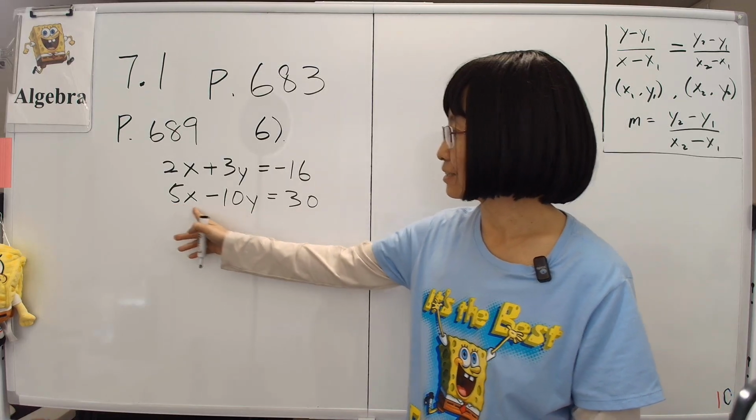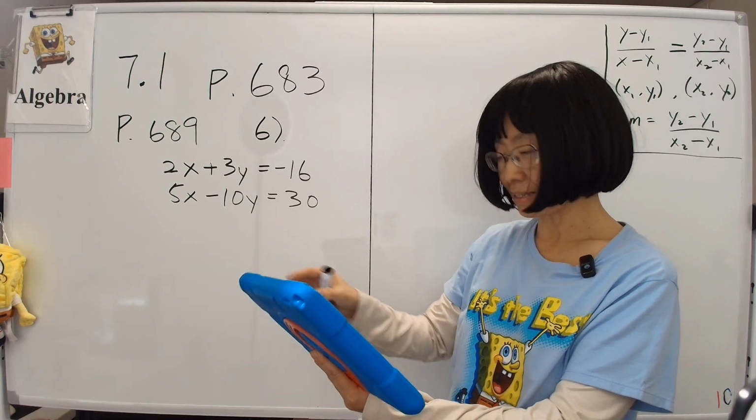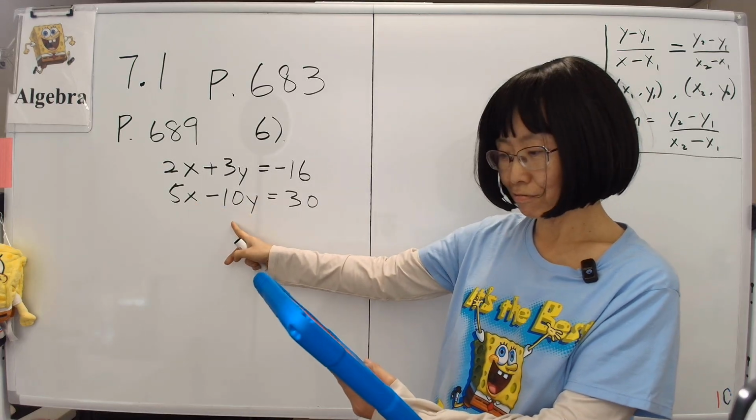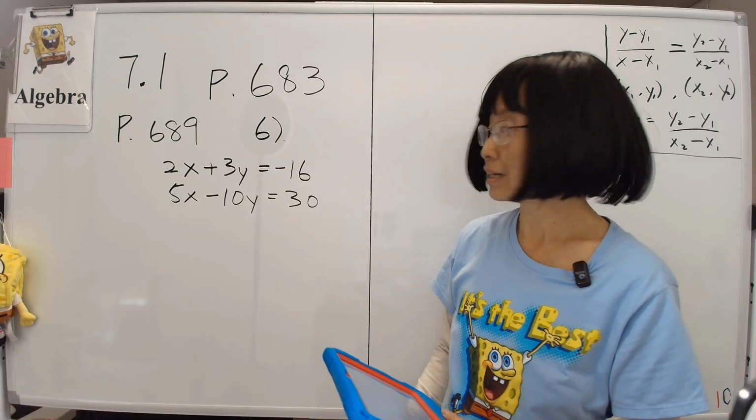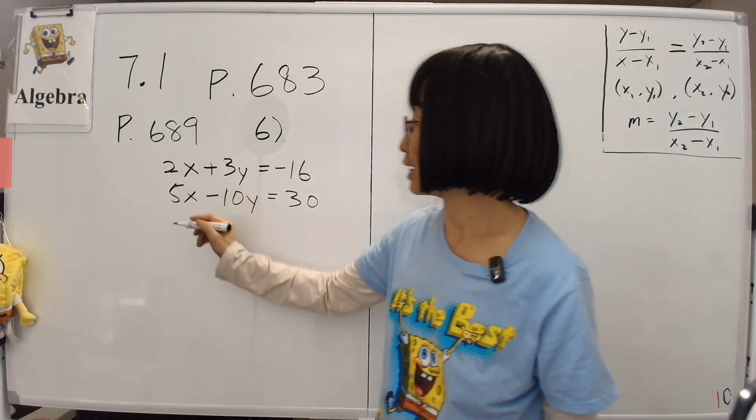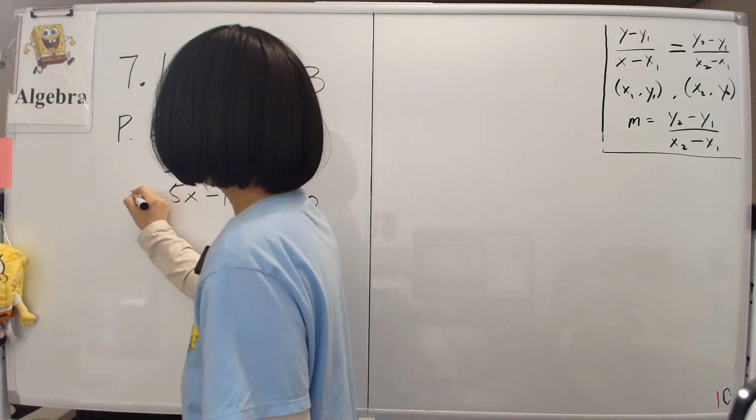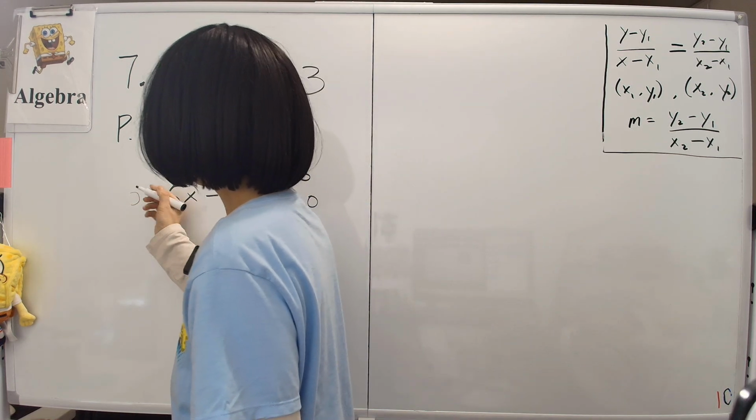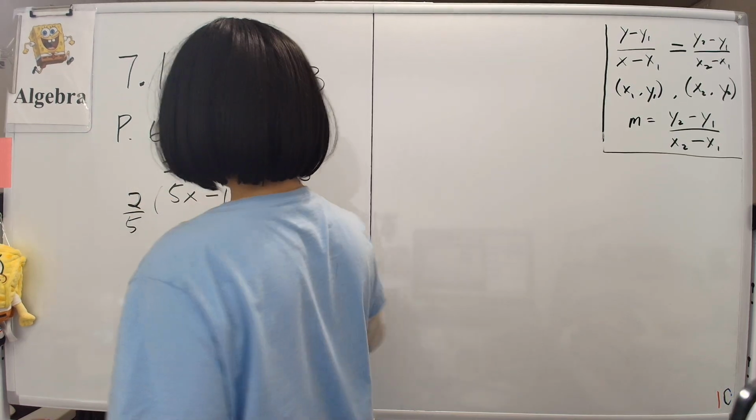See, the second equation, unless I wrote it wrong, maybe I wrote it wrong. Why would they say that? 5x minus 10y equal to 30. These have factors of 5 in there. So what we're going to do is turn this thing into 2x. We'll multiply this entire equation by 2 over 5. So let's multiply this whole thing by 2 over 5.